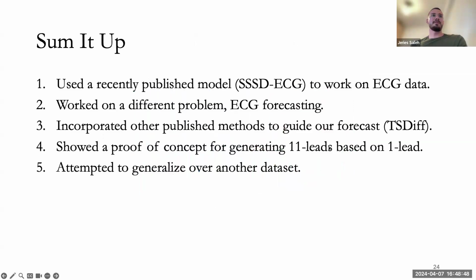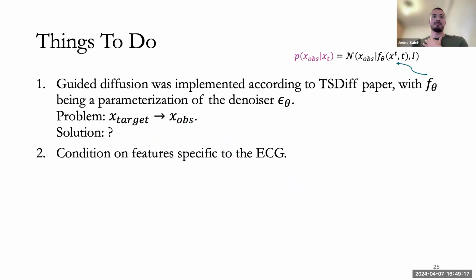So to sum it up, this work used a recently published model to work on ECG data and on a different problem, ECG forecasting, and incorporated other published methods like the SVDiff paper to guide our forecast, and showed a proof of concept of 2 tasks. The first one is generating the 11 leads based on one lead, and the other one is generalization over another dataset. And there are many things to do yet.